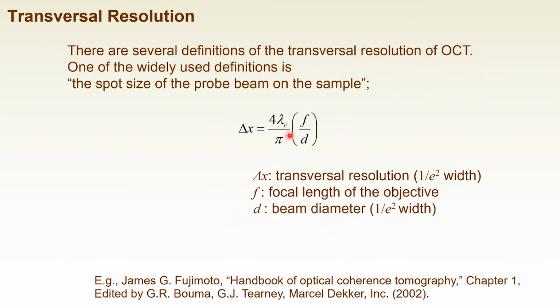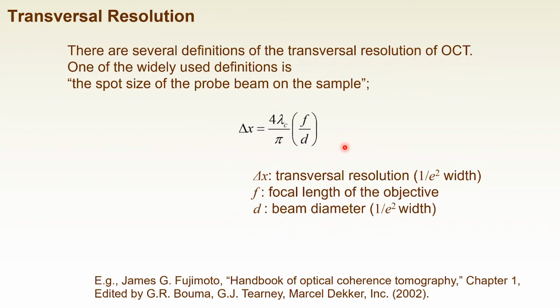Okay, and then another factor here, F over D. F is the focal length of the objective lens, or technically, the objective. We are frequently using the word objective lens, but technically speaking, the correct word is objective. The F is the focal length of the objective, and the D is the beam diameter at the pupil of the objective.